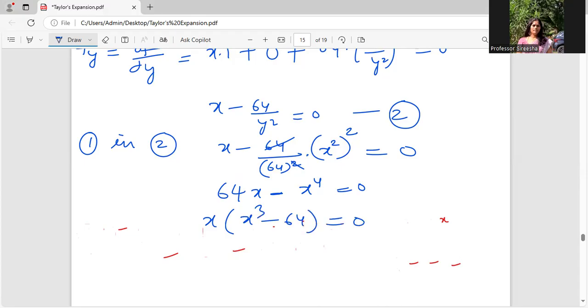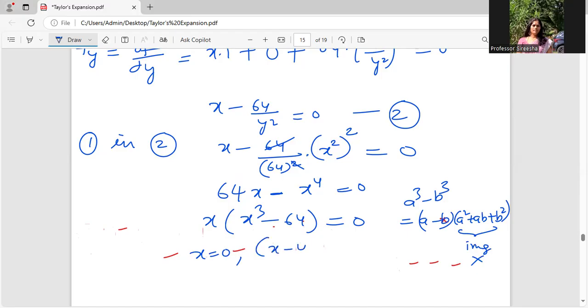Or I'll be having x equal to 0 as one root. Another root: it is like a cube minus b cube, guys. The formula goes like this: a minus b into a square plus ab plus b square. Now a square plus ab plus b square would give me imaginary roots, which I will skip. I will just consider this part, x minus 4, where a is x. 64 is nothing but 4 cube. So x minus 4 is equal to 0, and I will take x as 4.